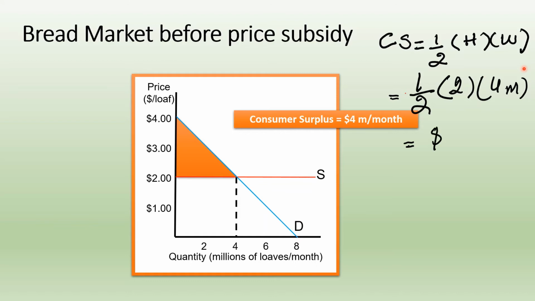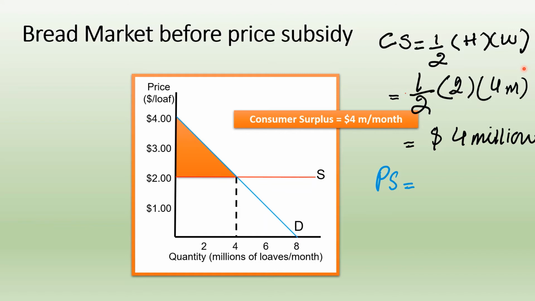So consumers are enjoying a lot, right? This additional benefit of $4 million per month. Now what will be the producer surplus? Who is the producer or supplier here?